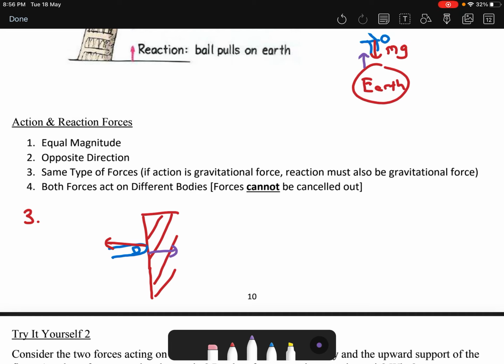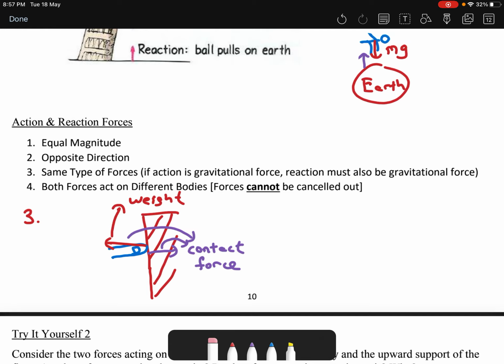Same type of forces means that this purple force and the red force must both be contact force. The nature of the force must be the same. So this must be contact force, and this must also be contact force. If the purple force is contact force, but the red force is what we call weight, this will not be the same type of force, because weight is gravitational force, while contact force is just contact force. So they shouldn't be the same type of force.